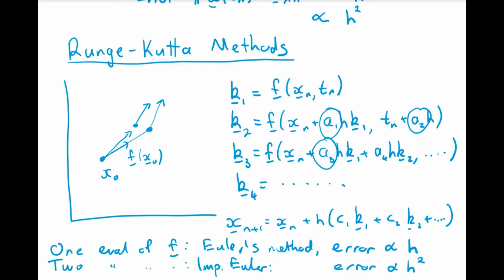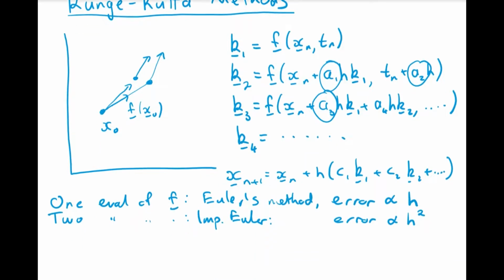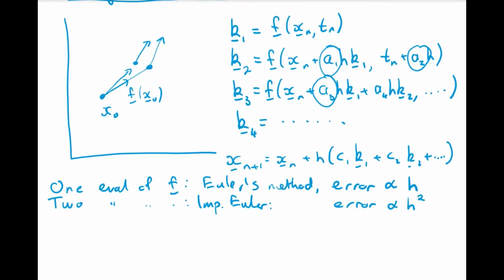So that leads to an obvious question. What's the best you can do for a given number of vector field evaluations? Now it turns out the complexity does rise in a rather scary way, and you sort of need to make a bit of a balance or a compromise. But there's a method that I'm going to call fourth order Runge-Kutta, RK4. It has 4 evaluations of f, and the error is proportional to h to the 4.